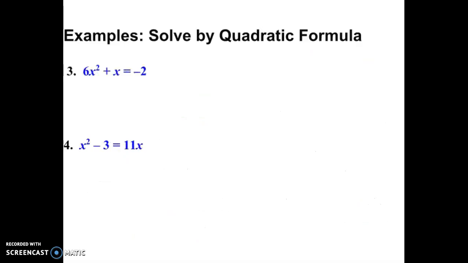Okay, for my last two examples, these are examples that won't factor. If you tried to make a t-chart, you wouldn't be able to get one. So quadratic formula would be your best option. First thing I need to do is rearrange it so I have everything on one side. So if I move negative 2 over here, I have positive 2. Now you can identify your a, b, and c. So a is 6. B ends up being 1. C is 2. So let me write the quadratic formula up here again.